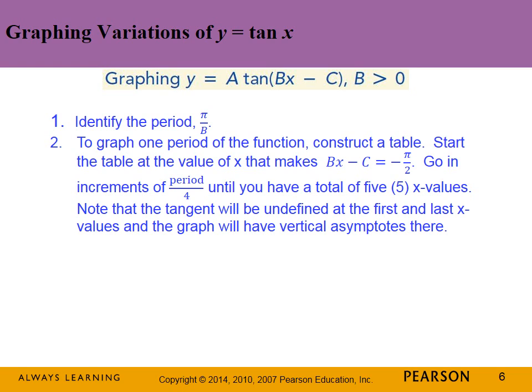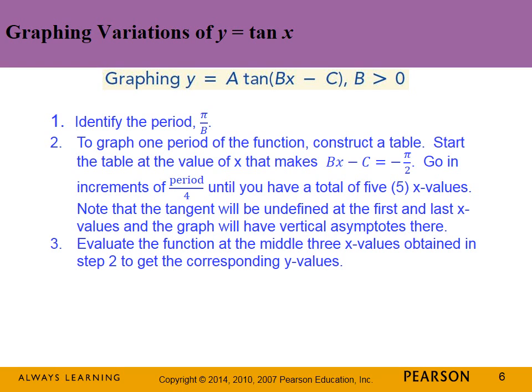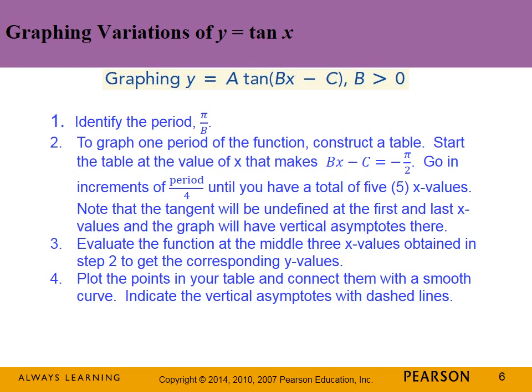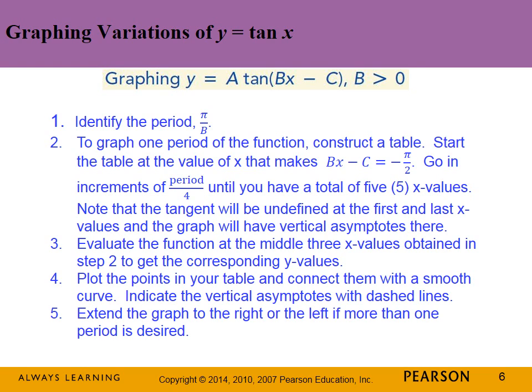And for tangent, notice that the tangent will be undefined at the first and last x values, and the graph will have vertical asymptotes there. So you'll see that happen in the example. Then we're going to evaluate the function at only the middle three x values technically, because again the function will be undefined at the first and last x values, and we'll have vertical asymptotes there. And so then we'll have a set of points. We'll have 3 points and 2 vertical asymptotes, and that will enable us to draw one period of the function. And then if they ask you for more than one period, we can extend the graph to the left or to the right.